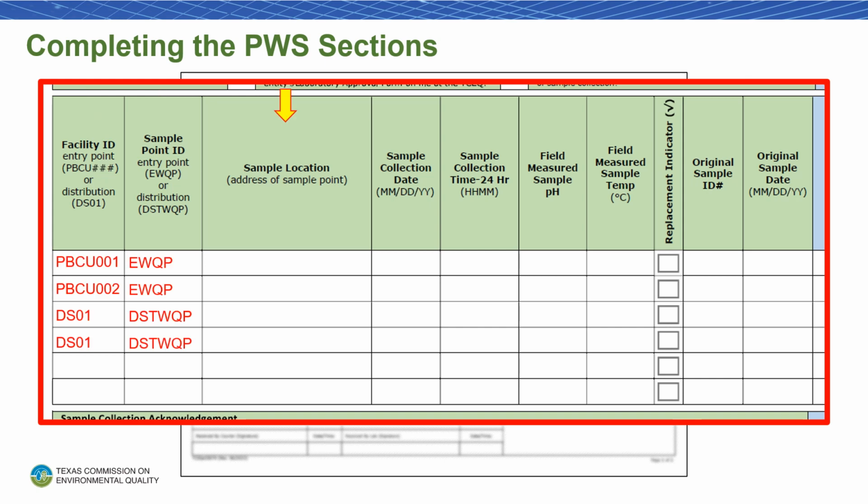In the next column, write the addresses where the samples were collected. If a sample is from an entry point, this will be the address of that entry point. If a sample is from a site in the distribution system, this will be that site's address.